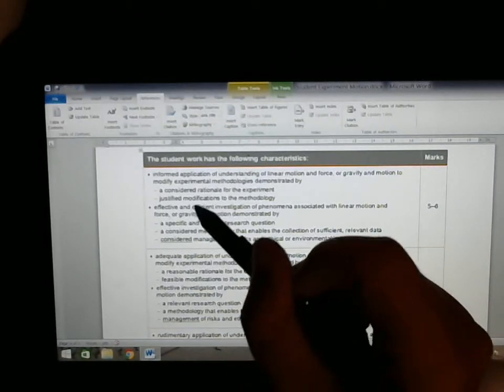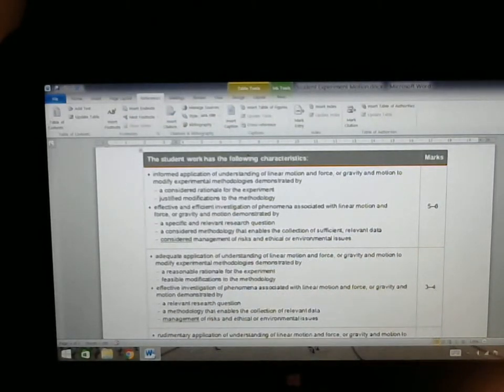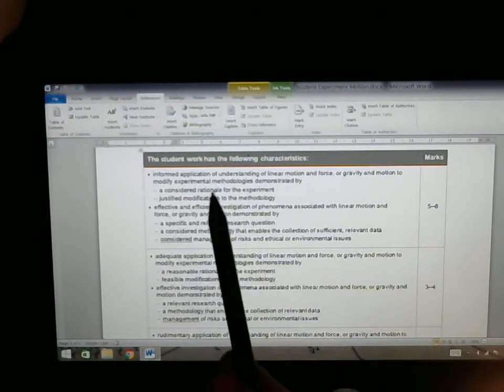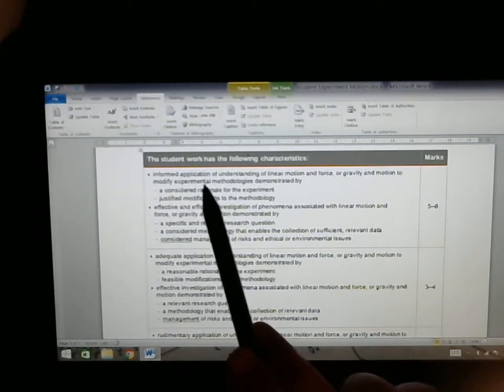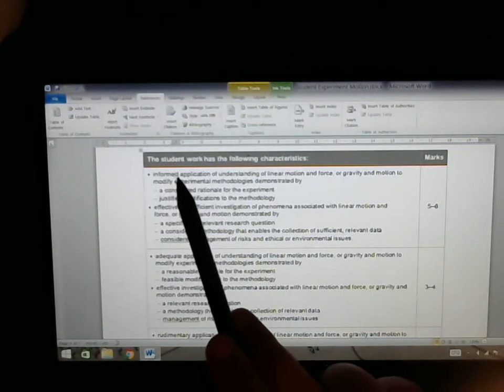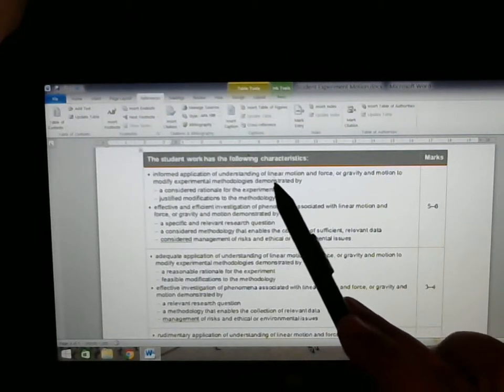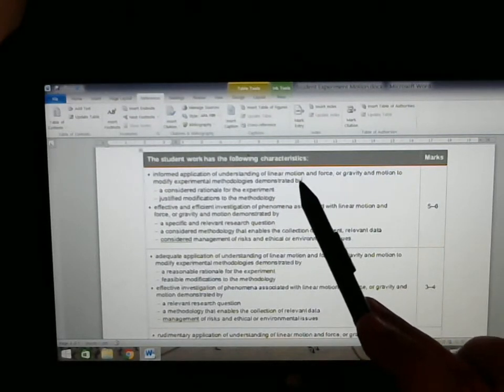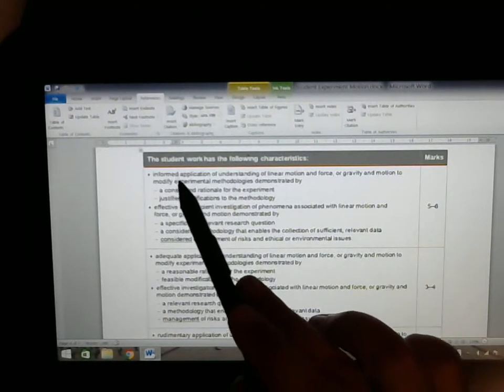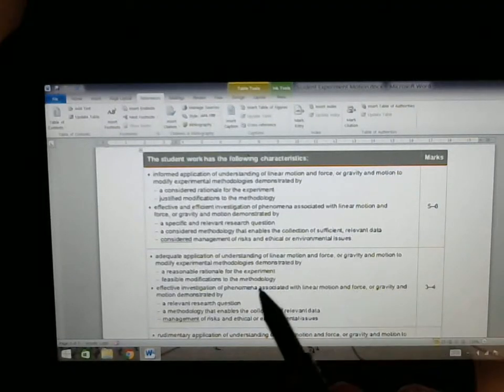Now, I'm going to go through some of this language and how to read these, because it is going to be relatively new, and it will be important for us to understand what these words mean. Each of these characteristics is based off of a description here at the top, and then some evidence for it. So we can see here, informed application of understanding of the topic to modify experimental methodologies demonstrated by, and it's this word demonstrated that we really care about. I will be able to say that your experiment has demonstrated an informed application of understanding of the topic if I can see these two things. If I can see those two things, 2 ticks, bang, you've got the top criteria.